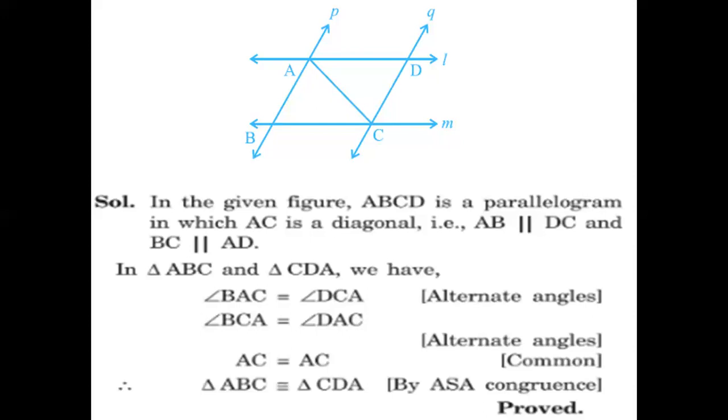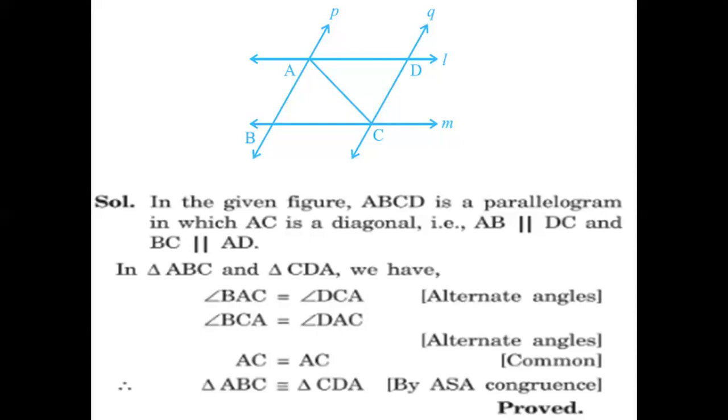Now, here I can say that angle BAC, look into the figure, angle BAC is equal to angle DCA. What's the reason? Yes, they are interior alternate angles. Similarly, angle BCA is equal to angle BAC. Again, what's the reason? Yes, they are interior alternate angles. So we have got two angles of these two triangles equal to one another. What else is equal? You can see over here that both these triangles have a common side, and the common side is AC. So AC of triangle ABC is equal to AC of triangle CDA. Reason? It's a common side.